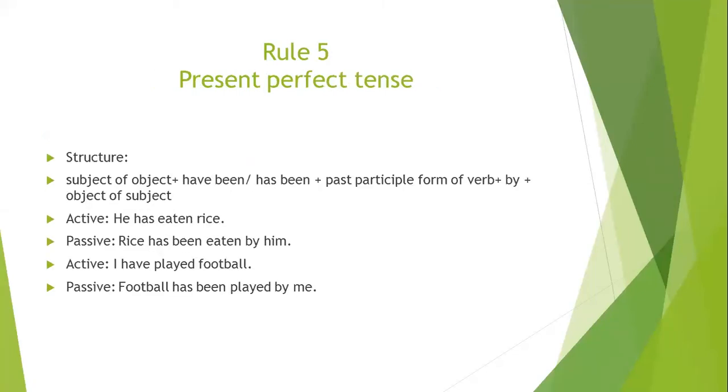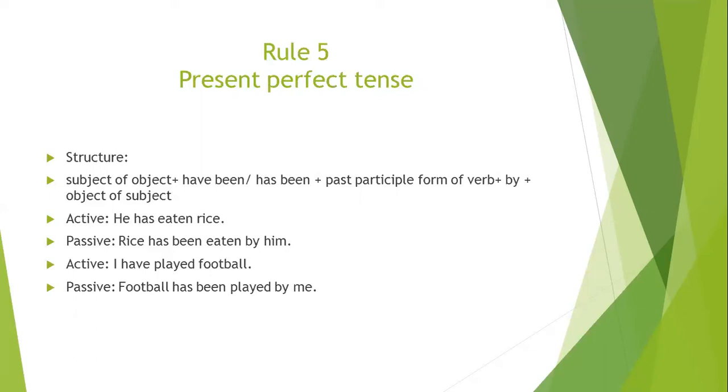Dear cadets, let's move to the next rule. That is rule number 5, where you will be able to learn how we can change an active voice in the present perfect tense into a passive voice. The structure is subject of object plus have been or has been plus past participle form of verb plus by plus object of subject. You see here in the active voice, the first example is he has eaten rice.